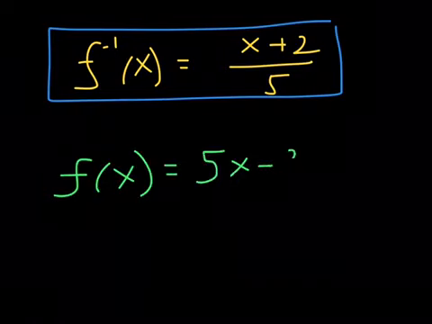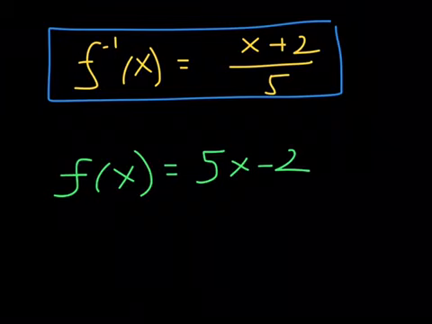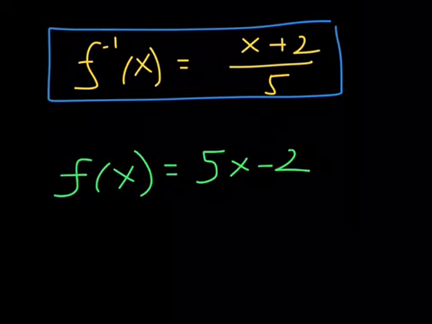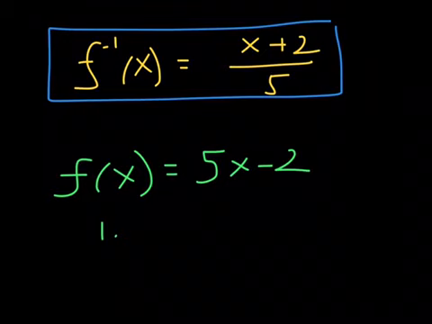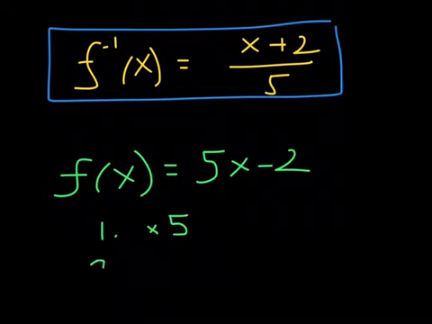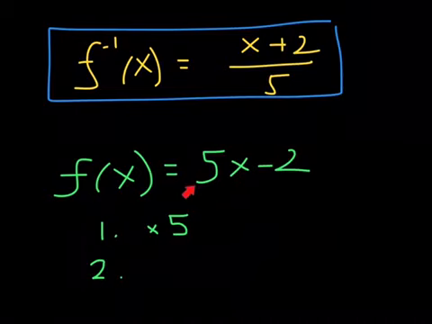Now pay close attention. Watch this. This is really, really, really cool. Now look at f, would you? Notice what it does to your input first. The first thing that f does to your input, which of course is x right here, is it gets multiplied by 5. The second thing that f does to your input after it multiplies by 5 is it subtracts 2.